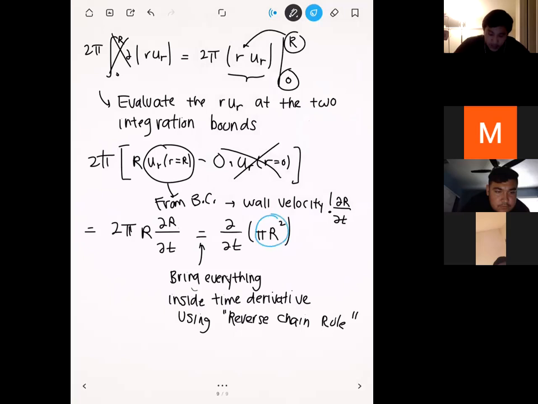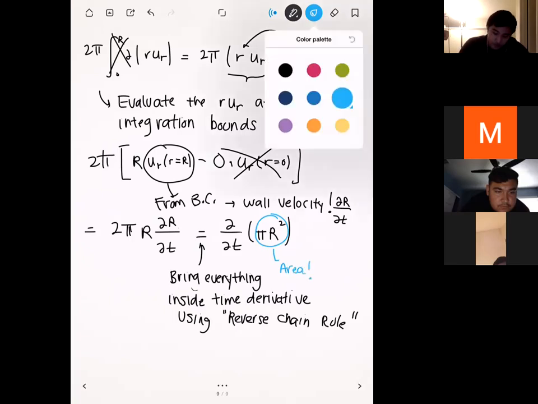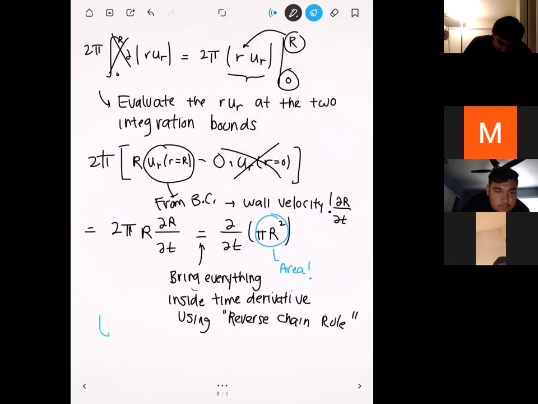Okay. All right. And so this form is really nice here because we have pi r squared. And so hopefully this is familiar from your geometry class. This is our area. Okay. And so what we get from this second integral, instead of that integral, we have partial A partial t. Okay. Right. So another relatively simple expression, and we can see that Q and A come out really, really clean. Right.